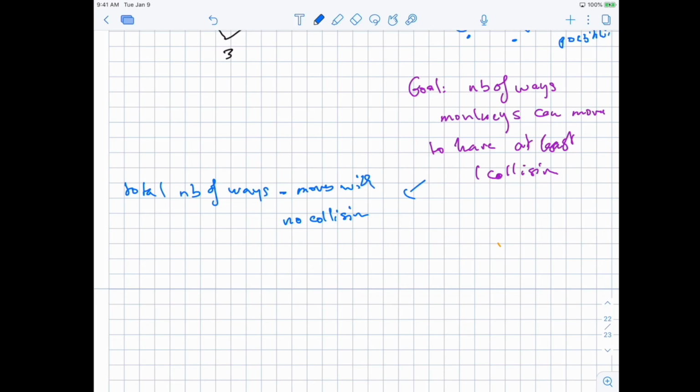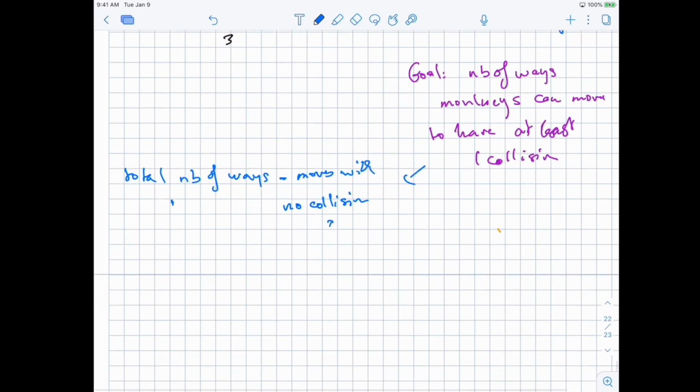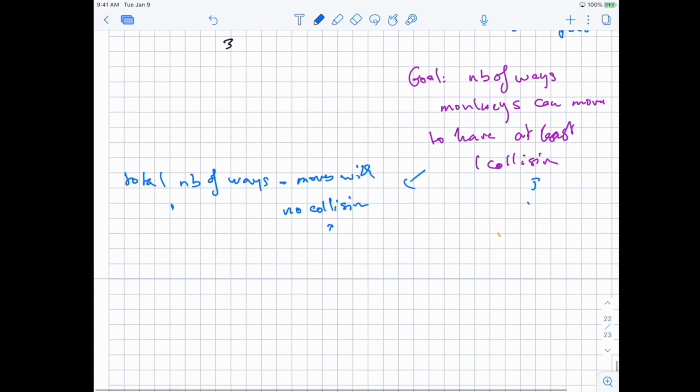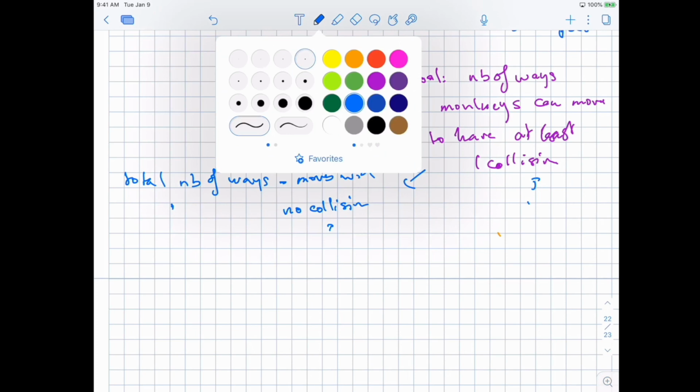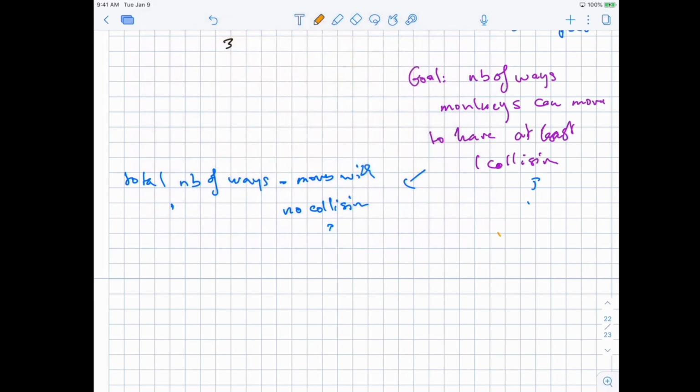So we take the total. So this would be the total number of slices. This would be, let's say, the bad slices, and this is the good slices that we want, right? So we just subtract. And so the problem becomes, how do we find these two? Are these two actually easier to find than the one we are looking for? And the answer is yes.